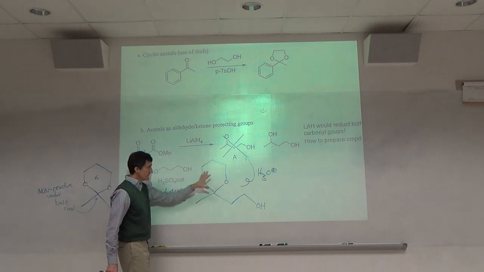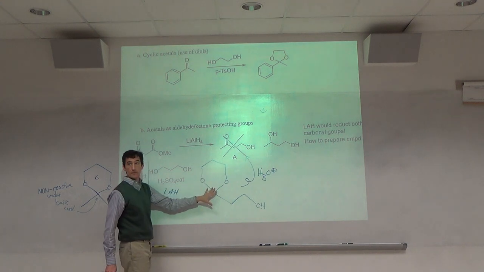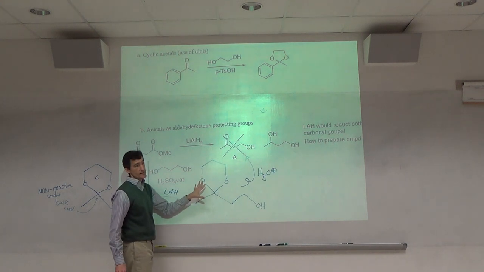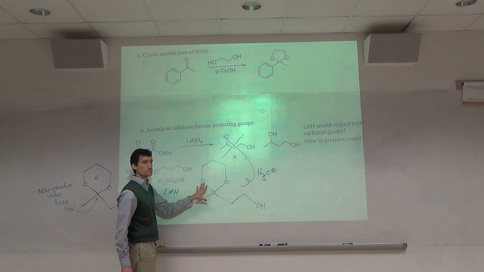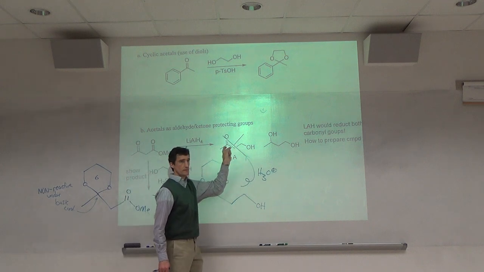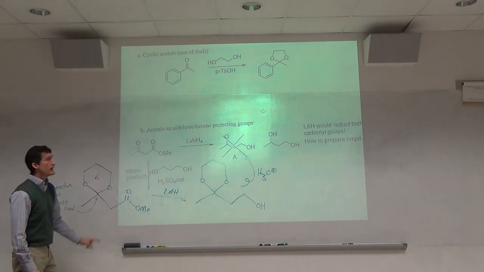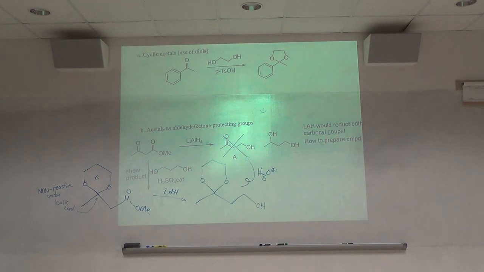Reacted it with LAH. See, the ketone's protected here. The ketone's not going to react. It's really not a ketone, but it's a protecting group. Then we liberate the carbonyl by reversing the reaction. That's called a protecting group strategy. It's a very common strategy in organic synthesis.